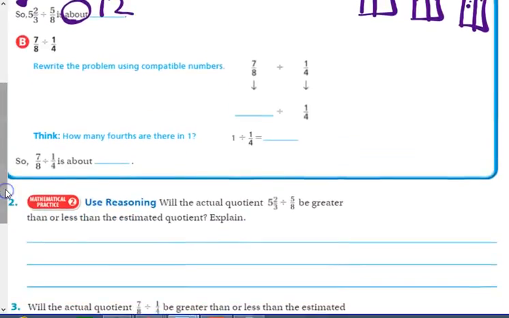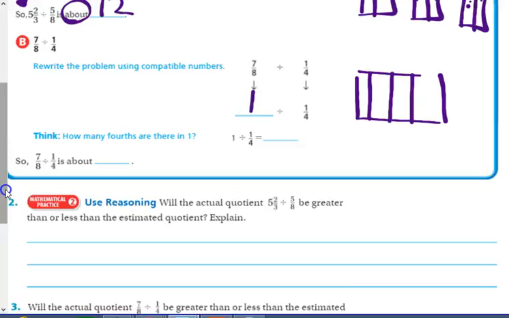All right, let's look at B. 7/8, that's almost 8/8, which means it's almost 1 whole. And 1/4, I guess we can kind of just keep 1/4. That's a nice fraction. So say we have one whole object and we're dividing it into fourths. Okay, so how many pieces do we have, folks? 4 pieces. There are 4 pieces in one whole. So 7/8 divided by 1/4 is about 4.